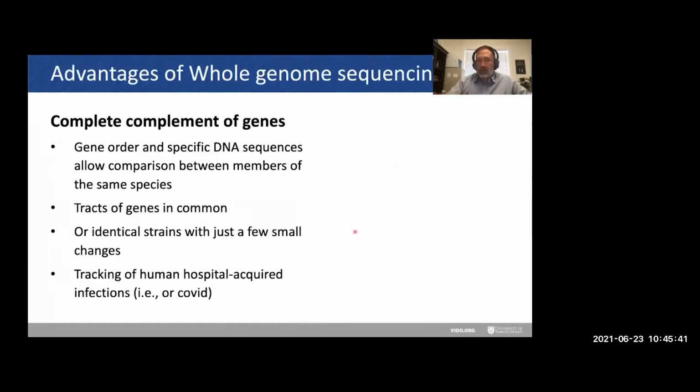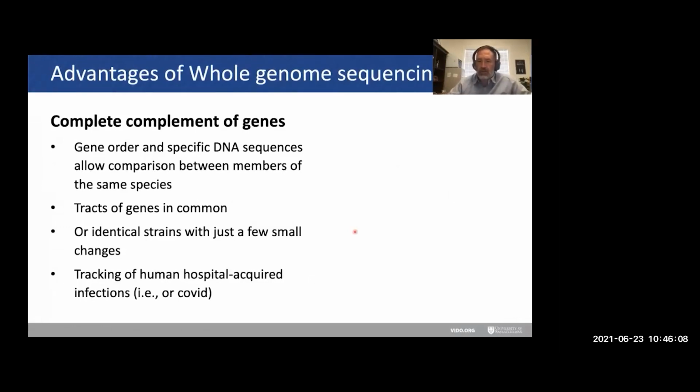We have the ability now to generate the complete complement of genes and understand it, the gene order and the specific DNA sequences, which allows comparison between members of the same species. So you're looking for tracts of genes that are in common, or identical strains, which have a few small changes. And we use this for tracking human hospital-acquired infections, and even with COVID, right? When we think of all these variants, it's all based on the genome sequence.